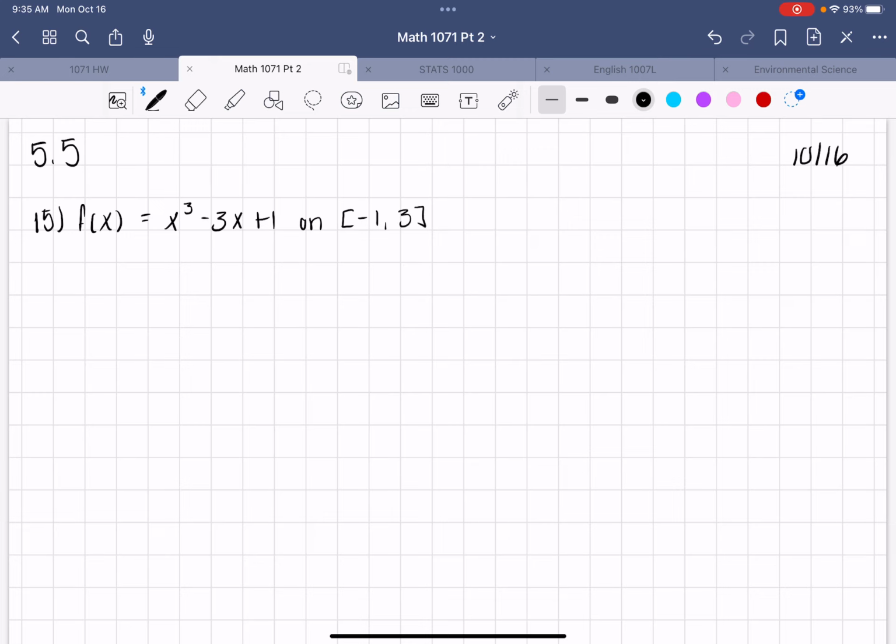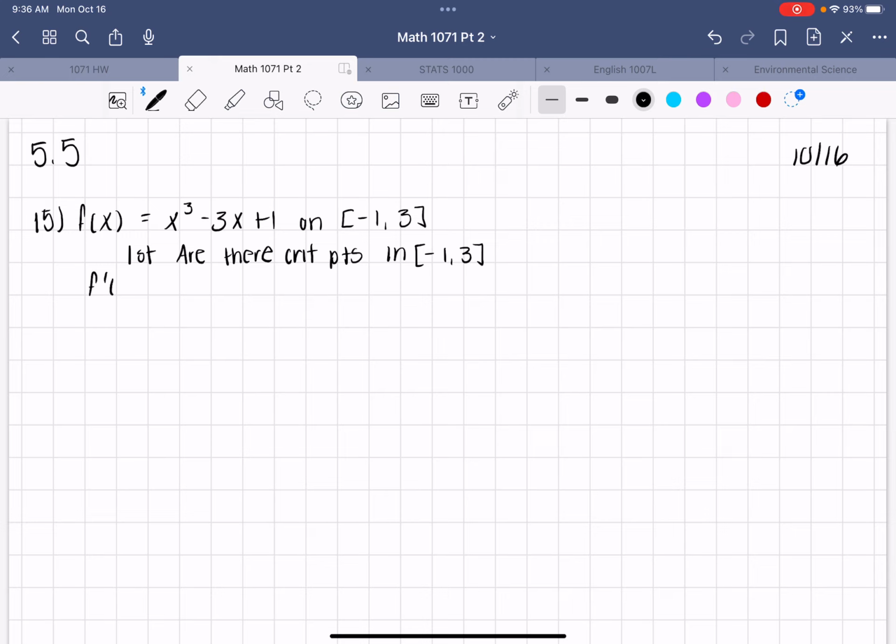If there aren't, I can ignore them. If there are, they become candidates. So let's find out. F prime of x is 3x squared minus 3. Well, I set that equal to 0. Now, how do you want to look at that? Can you look at that and say to yourself, okay, x could be 1 or -1? If you can do that, fine.